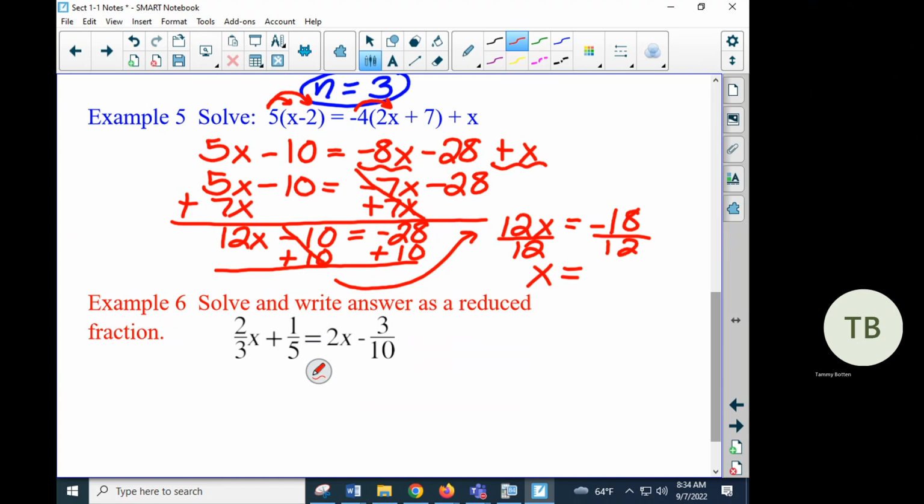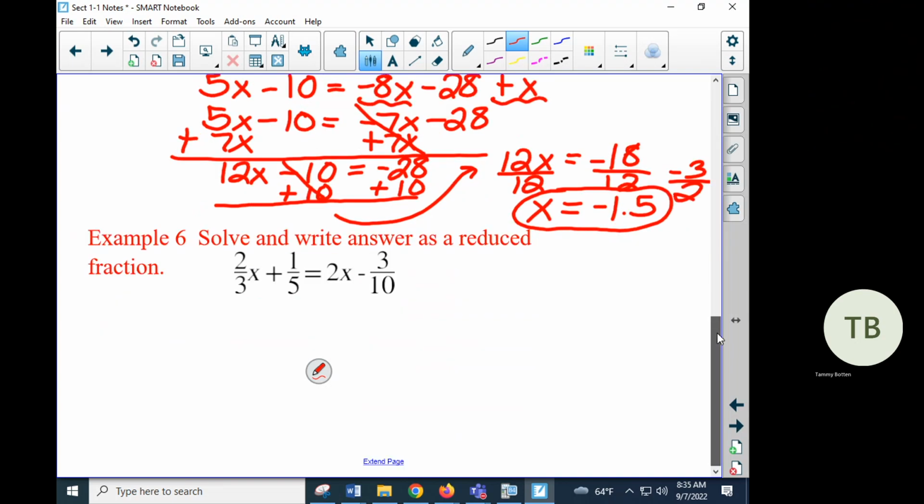And this is one of those where you could just put this in a calculator, and I have calculators up here if you don't have one. Negative 18 divided by 12 is going to give us negative 1.5. So that would be your answer. You could have reduced the fraction also, and you would have got negative 3 over 2. So either of those would be fine.